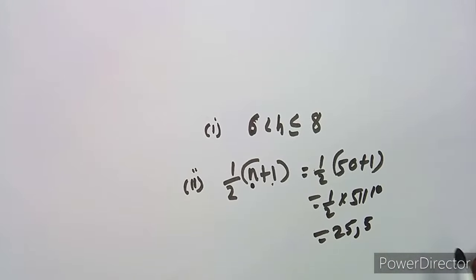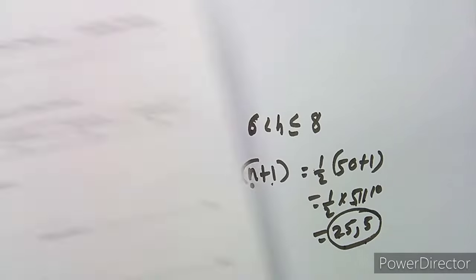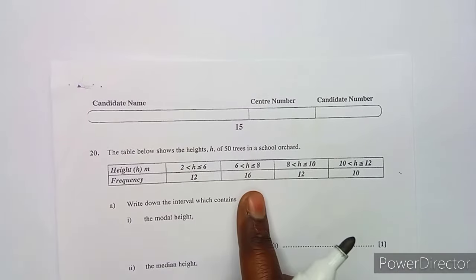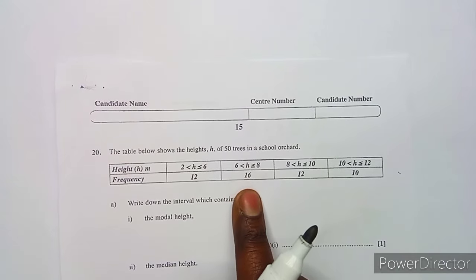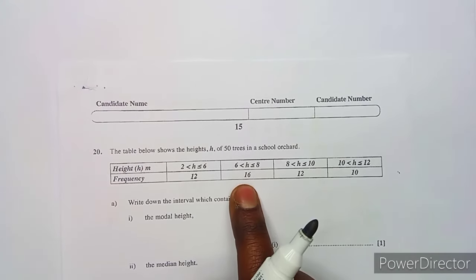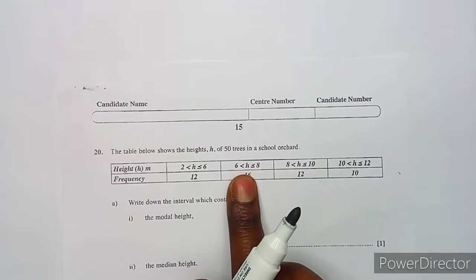So you just divide properly, guys. This one is going to give us 25 remainder 1, so we are going to have this value of 25,5, and that is where our answer is going to be. So you add 16 plus 12 plus 16, actually 28, which means we have already exceeded this number. So it's going to be in this region, which is 6 to 8.